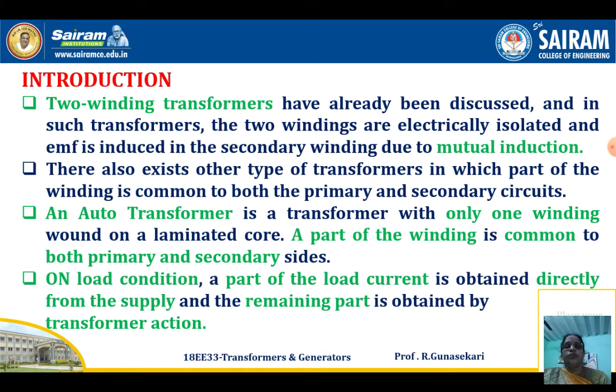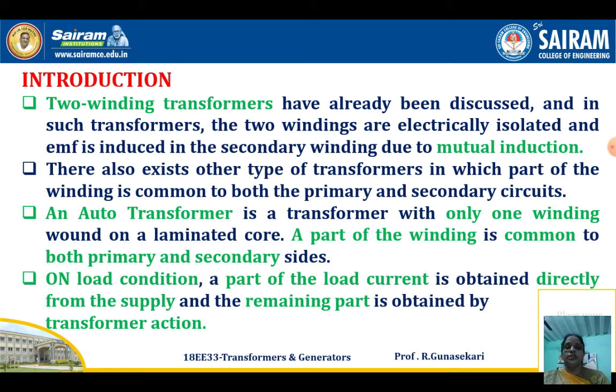Already we studied the two winding transformer. Two winding means primary winding and secondary winding. The both windings are electrically isolated but mechanically coupled. The EMF is induced in the secondary winding due to mutual induction only, because the power supply is given to the primary winding only. That flux links with the secondary winding, and the EMF is induced in the secondary. So this is the mutual induction principle.